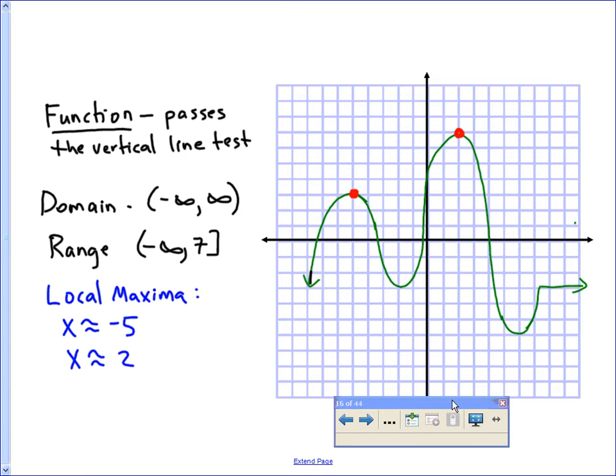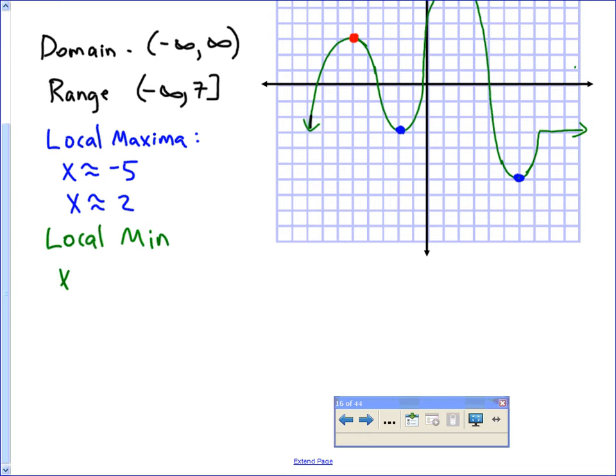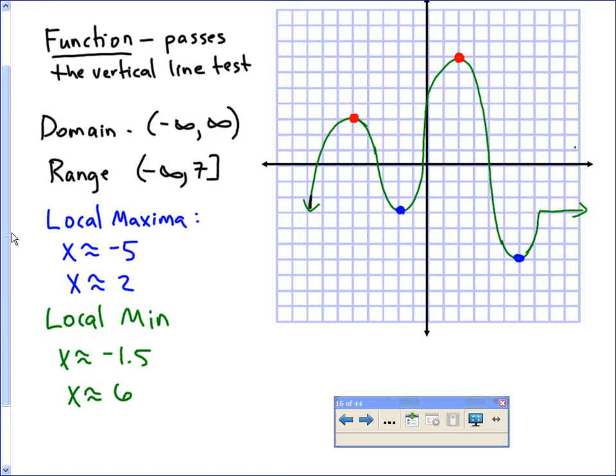Now let's take a look and see if we see any valleys. So our valleys happen here at these 2 points. Those valleys are going to be our local minimums. And those occur at approximately x equal to -1.5 and where x is at about 6. Now those are important because they're going to help us with something called our inflection points in a little bit. So take a look back. We have our local max and our local mins. Those are the peaks and the valleys of the graphs.